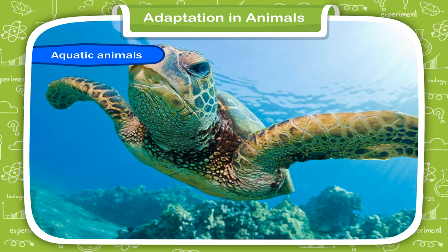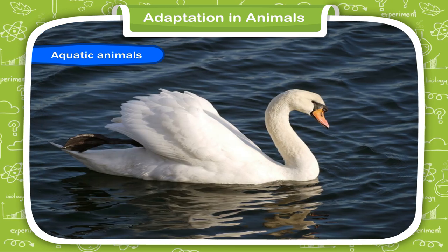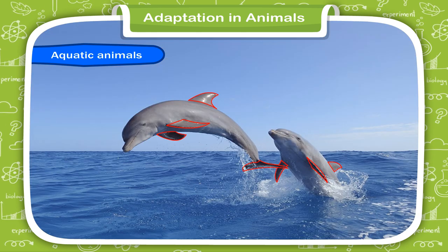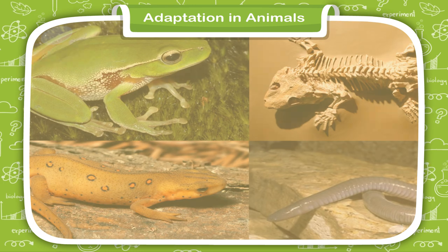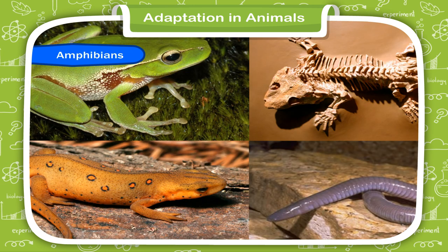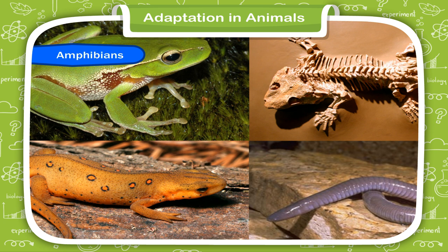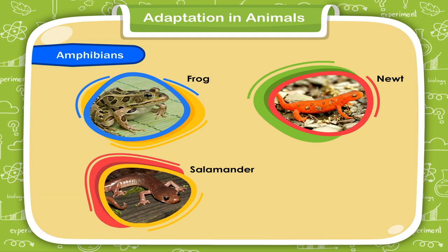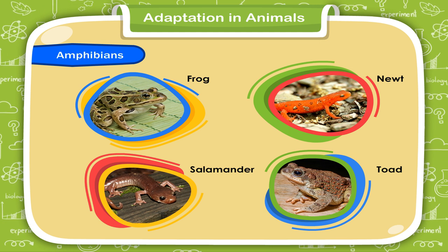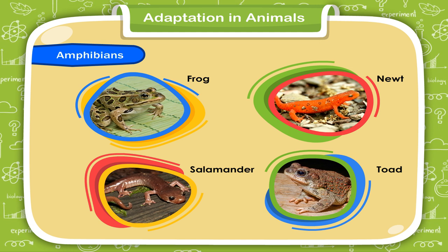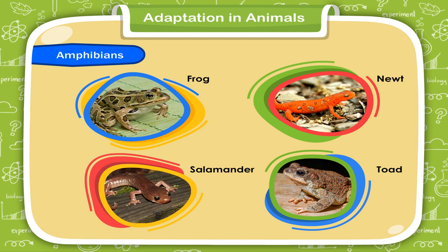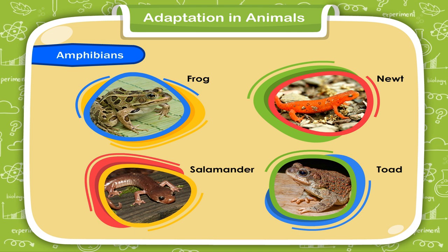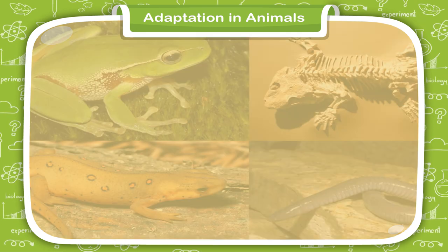Turtles have paddle-like feet, and ducks have webbed feet to swim easily in water. Fish have fins that help them to swim. Amphibians. Animals that can live both on land and in water are called amphibians. Frogs, newts, salamanders, toads, etc. are amphibians. These animals breathe on land through their lungs and through their moist skin in water. Their legs help them to move on land and to swim in water.